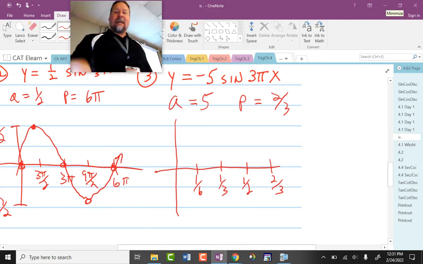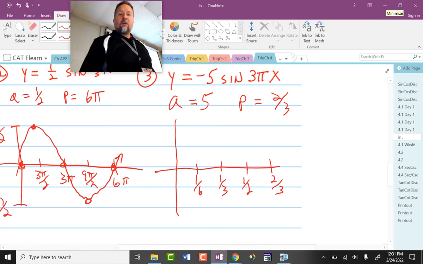All right, so we have sine and it's a negative. So we're at 5 and -5.